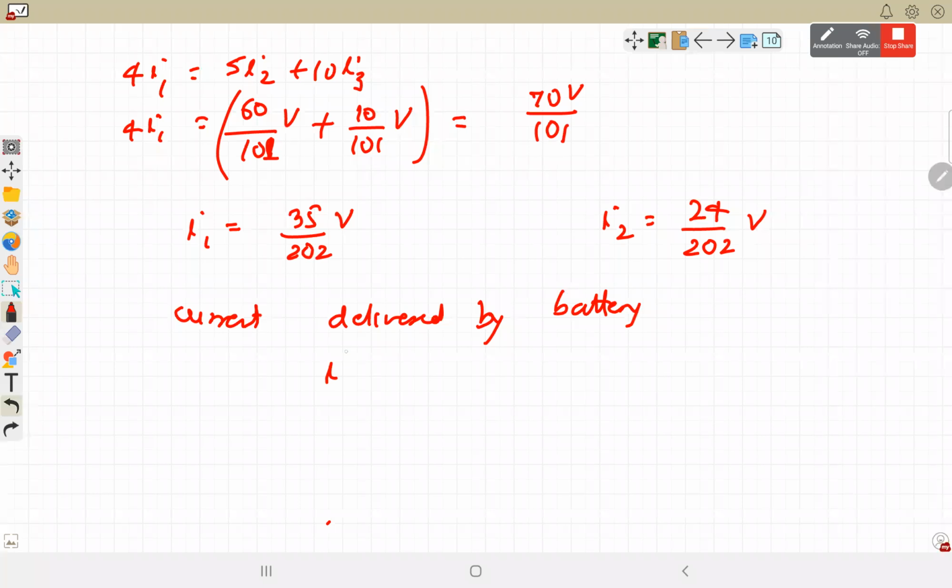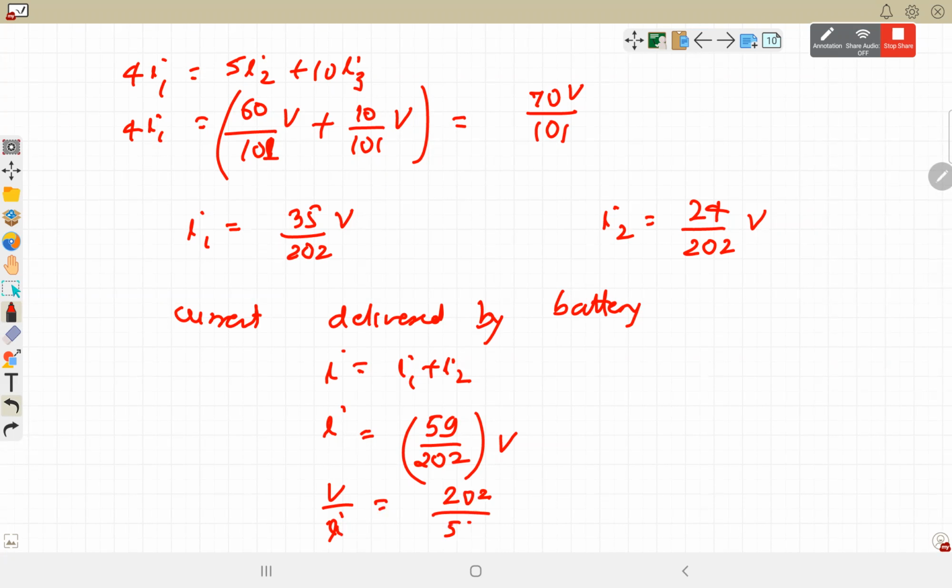The current delivered by the battery, I, that is I1 plus I2, 35 plus 24, so that is 59 by 202 times V. From here the ratio V by I comes out as 202 by 59 times V, so V by I is 202 upon 59 ohm. Equivalent resistance of this circuit between A and B is 202 by 59 ohm.